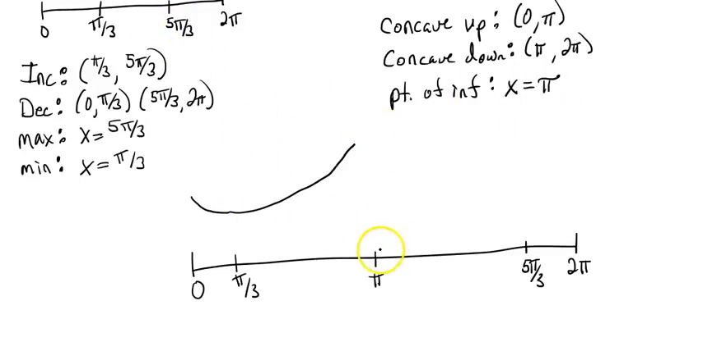So between pi and 5 pi over 3, I am still increasing, but I become concave down. So I'm going to draw increasing and concave down. And then between 5 pi over 3 and 2 pi, I'm in the decreasing section, still concave down. So decreasing and concave down. And our max did end up at 5 pi over 3, our min did end up at pi over 3, and our point of inflection ended up at pi. So I've got everything in this graph that I had listed.